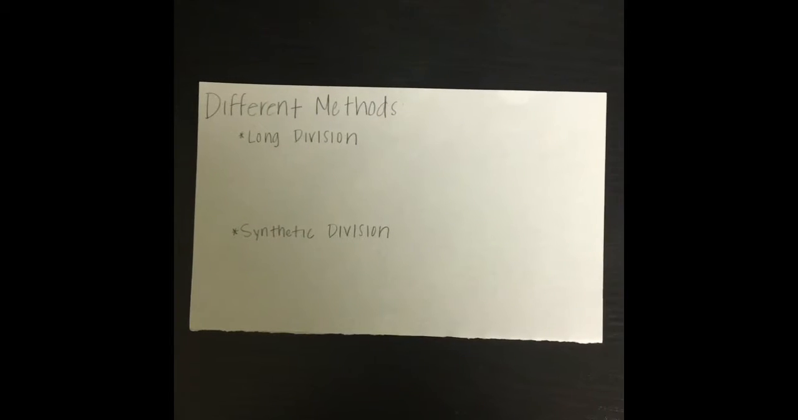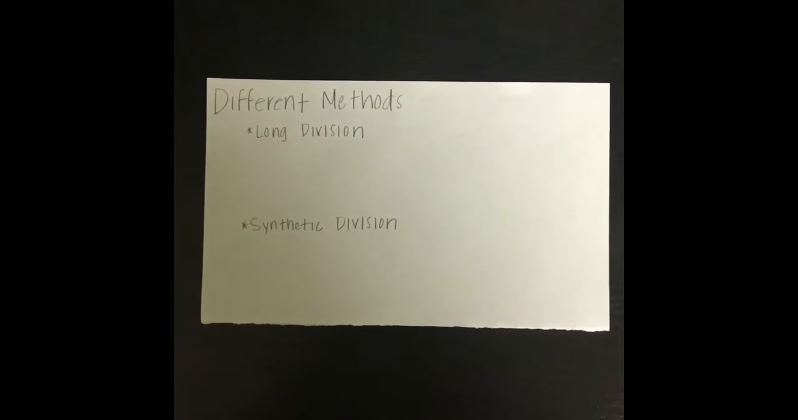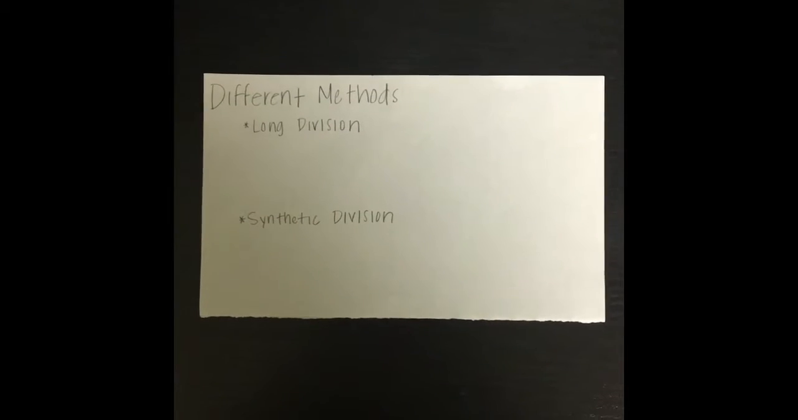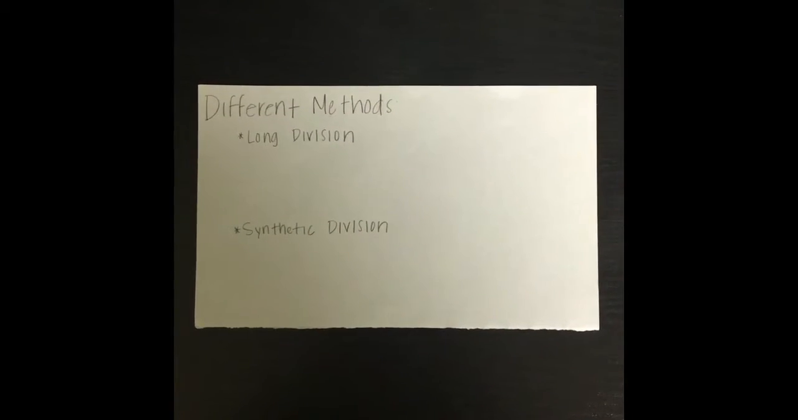There are two different methods to finding all zeros of a polynomial function. Those methods are long division and synthetic division. Today we are going to talk about synthetic division because it's easier to use.